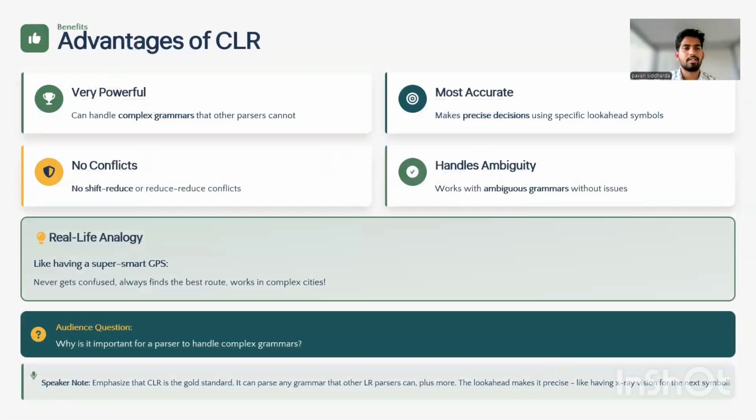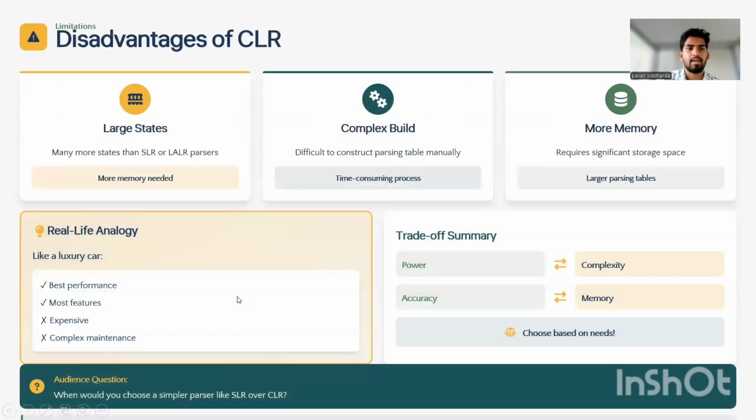Coming to the advantages of CLR, it is very powerful, most accurate, it does not have conflicts, and it handles ambiguity. Coming to the disadvantages, it has large states, is complex to build, and uses more memory than the others. So the trade-offs are power, complexity, accuracy, and memory.